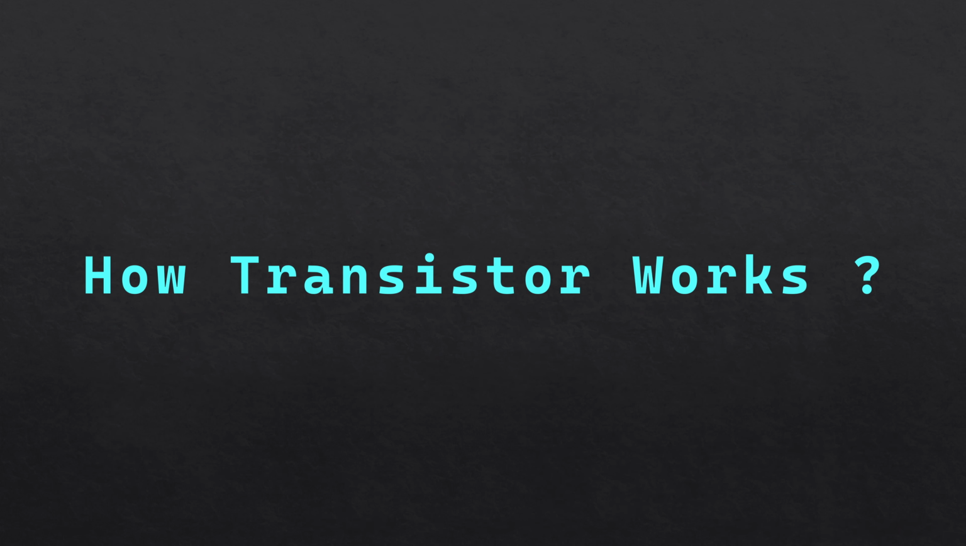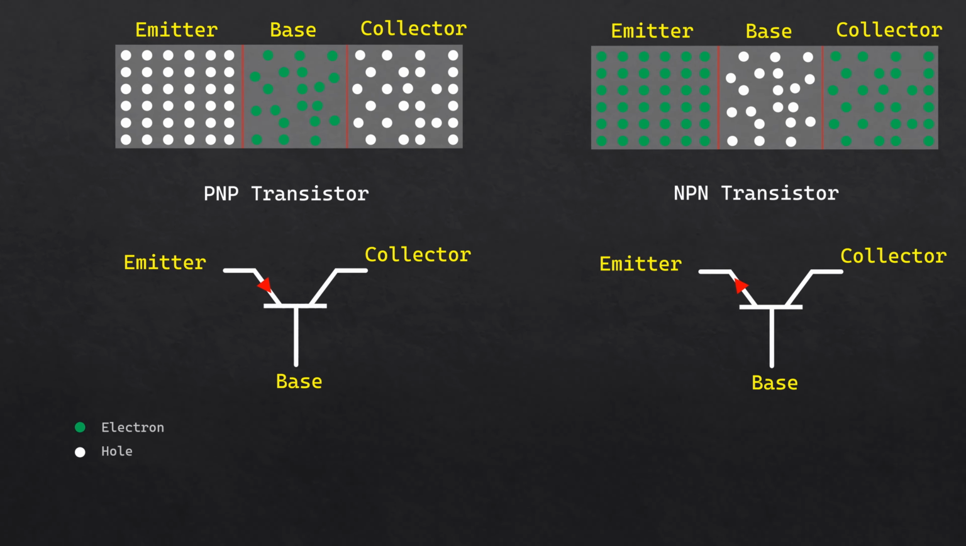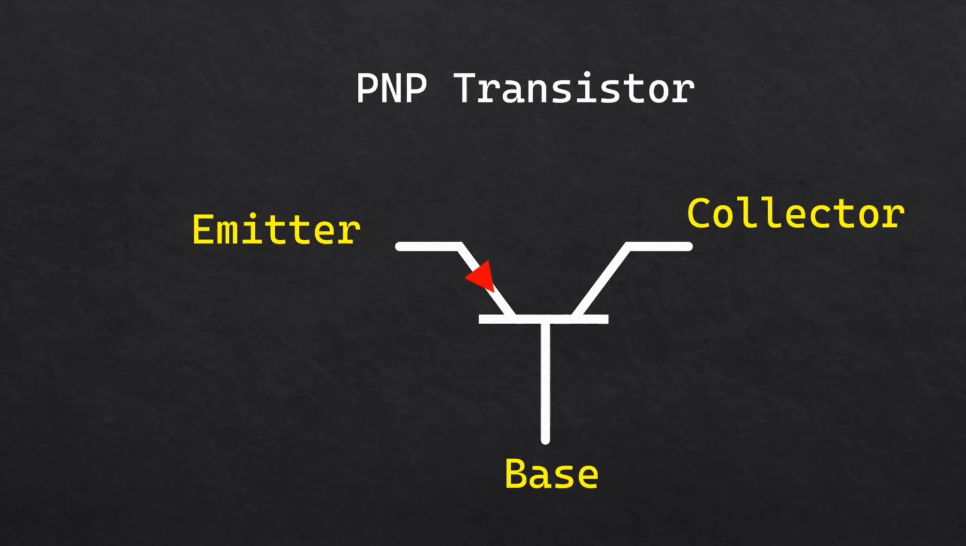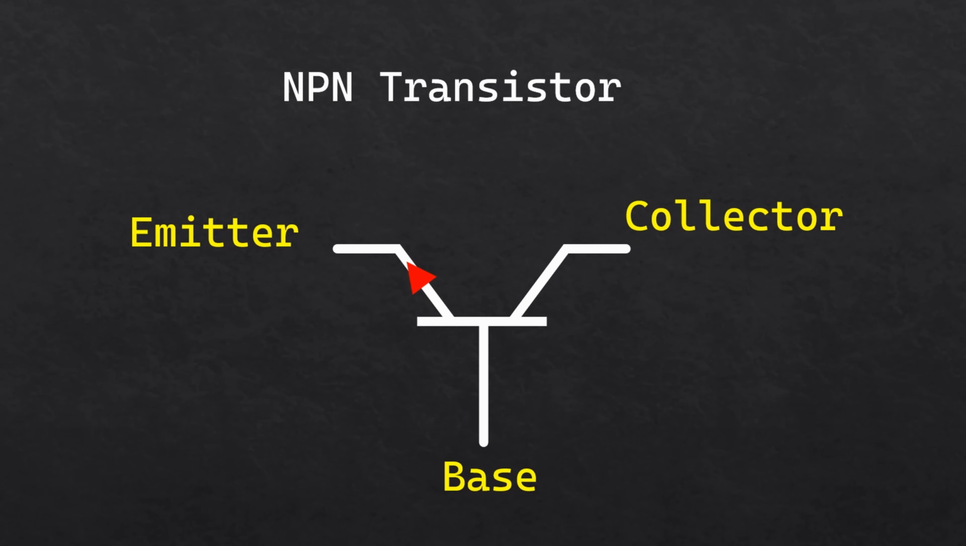Now the question is how a transistor works. Let's see these symbols. The arrowhead is always at the emitter, and in each case its direction indicates the conventional direction of current flow. For a PNP transistor, the arrowhead points from emitter to base, meaning that the emitter is positive with respect to base and also collector. For an NPN transistor, it points from base to emitter, meaning that base and collector as well are positive with respect to the emitter.